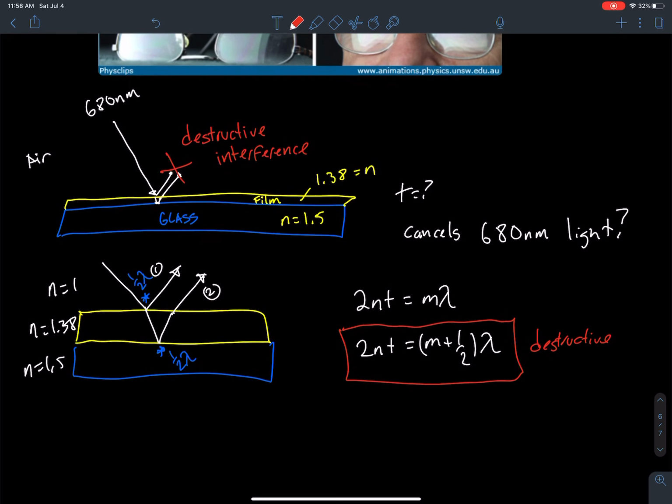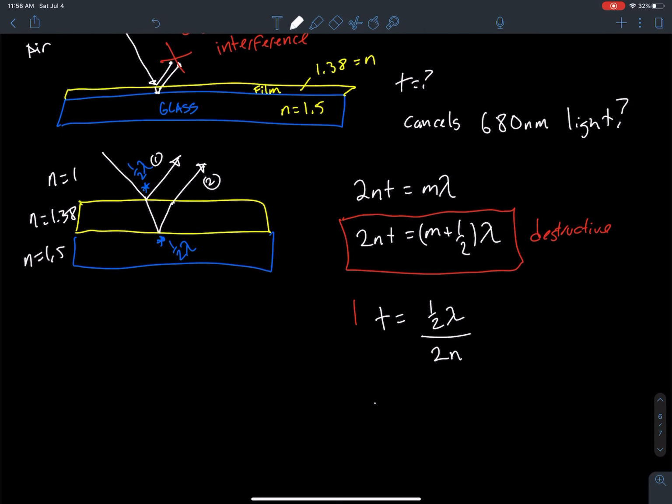So we're looking for the thickness. So my thickness is equal to, and if it's the thinnest, m can be equal to 0. So it's going to be 1/2 times my wavelength divided by 2 times n. So the minimum thickness is going to be equal to 680 nanometers divided by 4 times 1.38. Okay, now if we put that into our calculators, we should get the answer here.